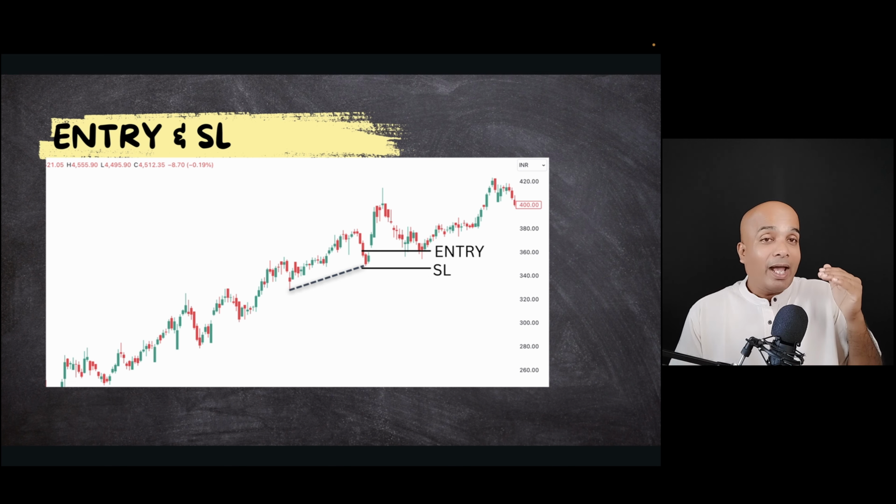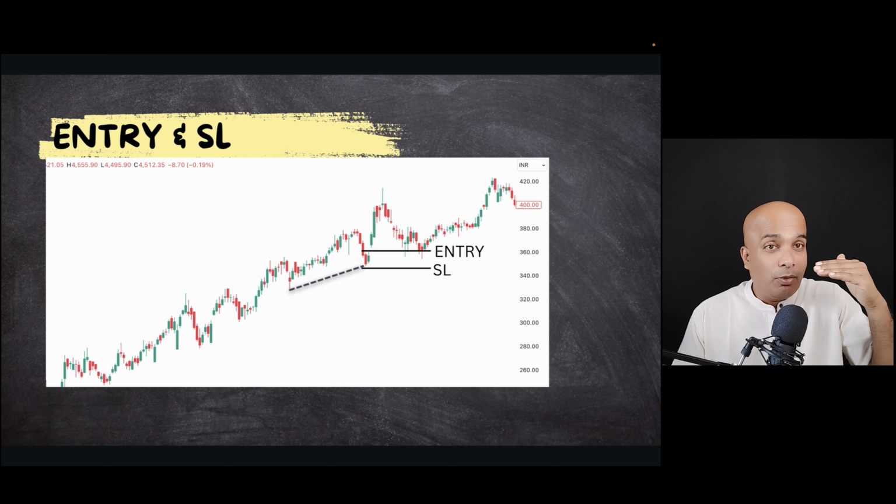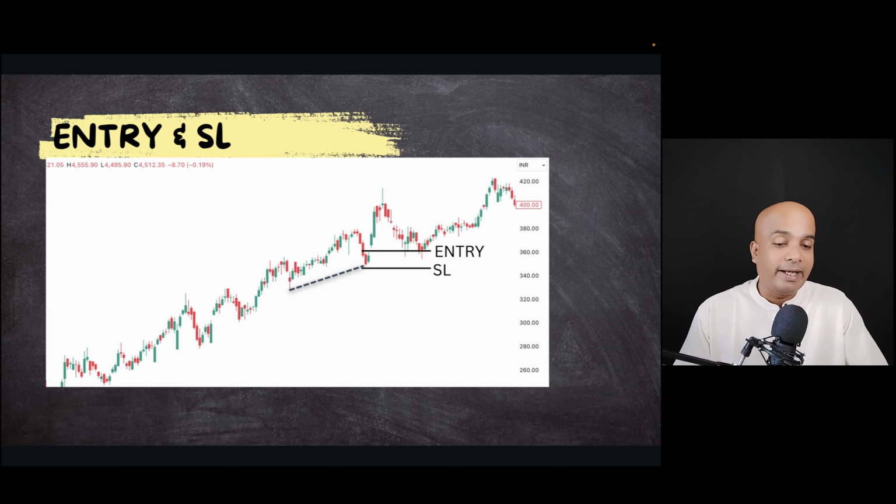So you should have a fixed stop loss point which indicates your trade analysis has gone wrong, right? In this case, whenever the price comes below this level, it confirms something is wrong with the strategy. So you should always place a stop loss below the low of the bullish confirmation candle, and entry should always come above the high of the bullish confirmation candle. I hope this is very clear, entry and stop loss.